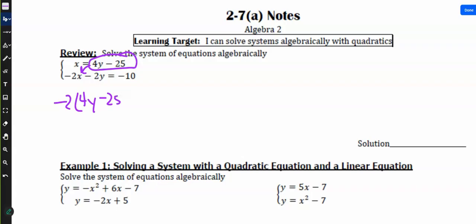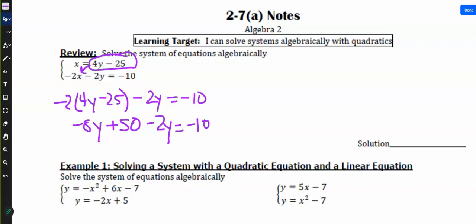At least this is what I would do. Minus 2y equals negative 10. All right, so we have different algebraic ways of doing things. Negative 8y, positive 50, minus 2y equals negative 10. Of course, we can subtract 50. It's supposed to be negative 10 minus 50. That'd be negative 60. And then over here, negative 10y. So we would divide by negative 10, and we would find out that y is 6.